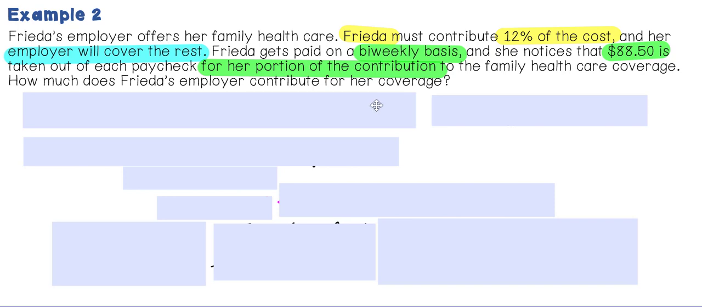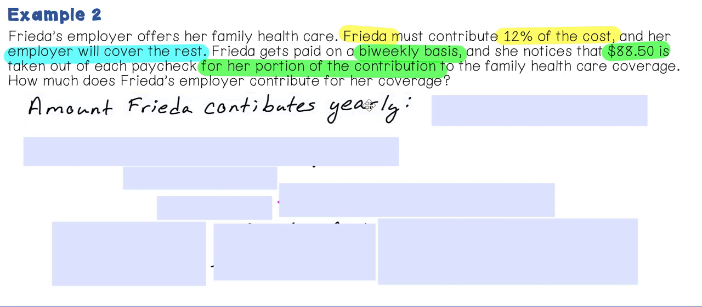So the first thing we start with is that Frida contributes yearly $88.50 biweekly. Biweekly means that there are 52 weeks in a year divided by 2, which gives us 26 weeks, or 26 paychecks.